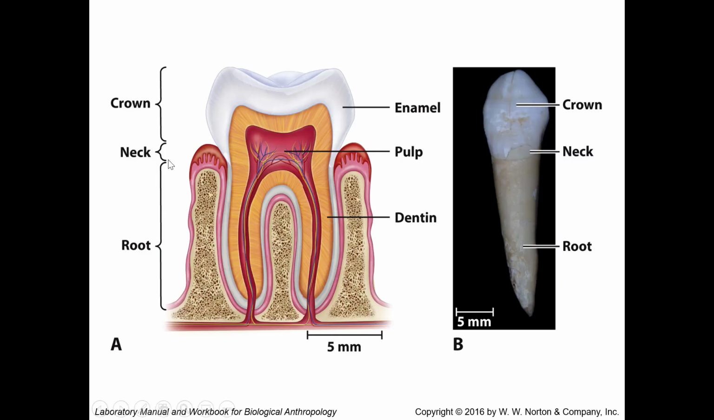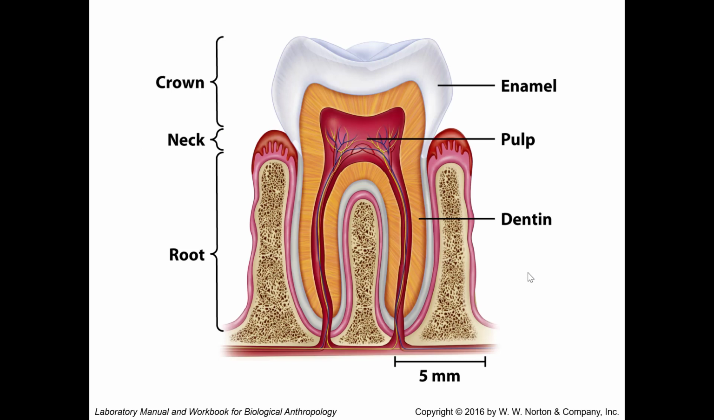You've got your crown, you've got the neck, and you've got the root, right? And then going from outside to in, you've got your enamel, you've got your dentin, here in yellow, and then you've got your pulp right on the inside. Here's another picture of a tooth, right? Crown, neck, root.